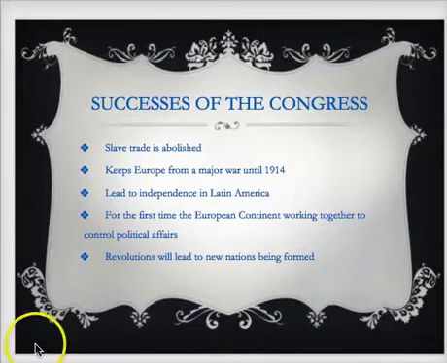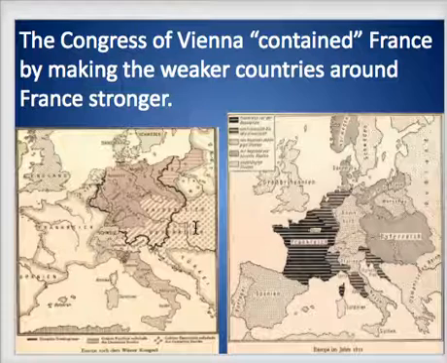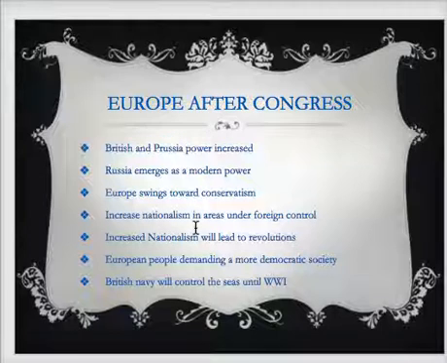For the first time, the European continent works together to control political affairs without going to war. And even though they're trying to stop revolutions, you will have some revolutions develop around 1848 that will lead to some new nations forming. That Kingdom of the Netherlands will split into Belgium and the Netherlands. You'll have Greece break from the Ottoman Empire and form that nation. So we talked about the weaker nations.